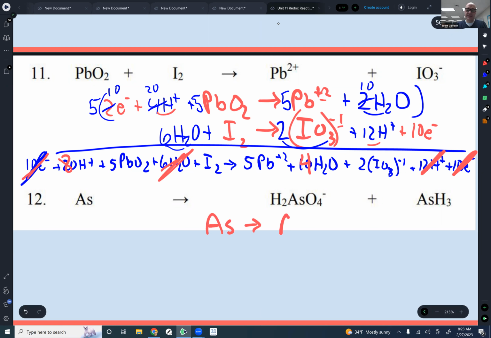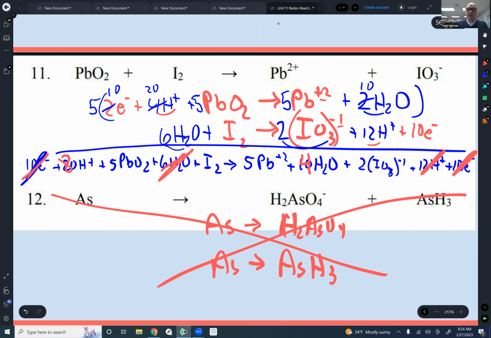So I would have As as H2AsO4, and I would have As as AsH3. We're never going to do this. So I'm going to skip this and we're going to leave it. This will be as tough as we ever need to address.